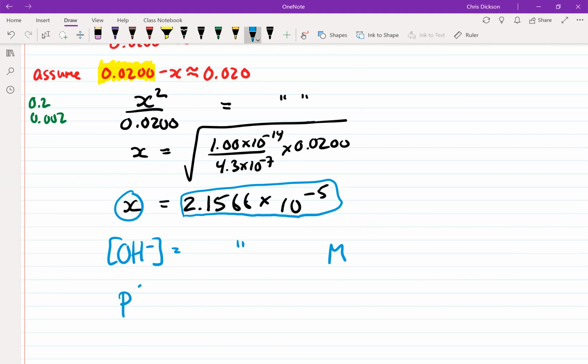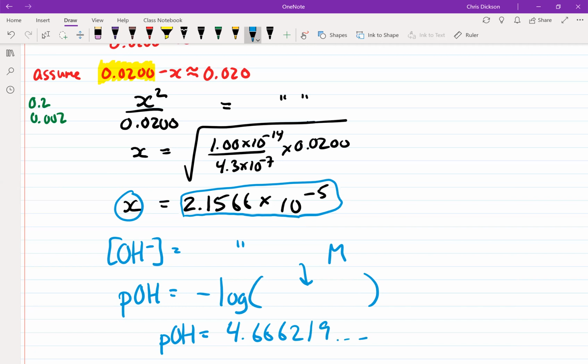So I'm being asked to find pOH. That's fairly straightforward now. Negative log that number. So I keep the number on my calculator, and I go negative log. I take the negative log of that number, and I'm getting like 4.666. Ooh, demonic.